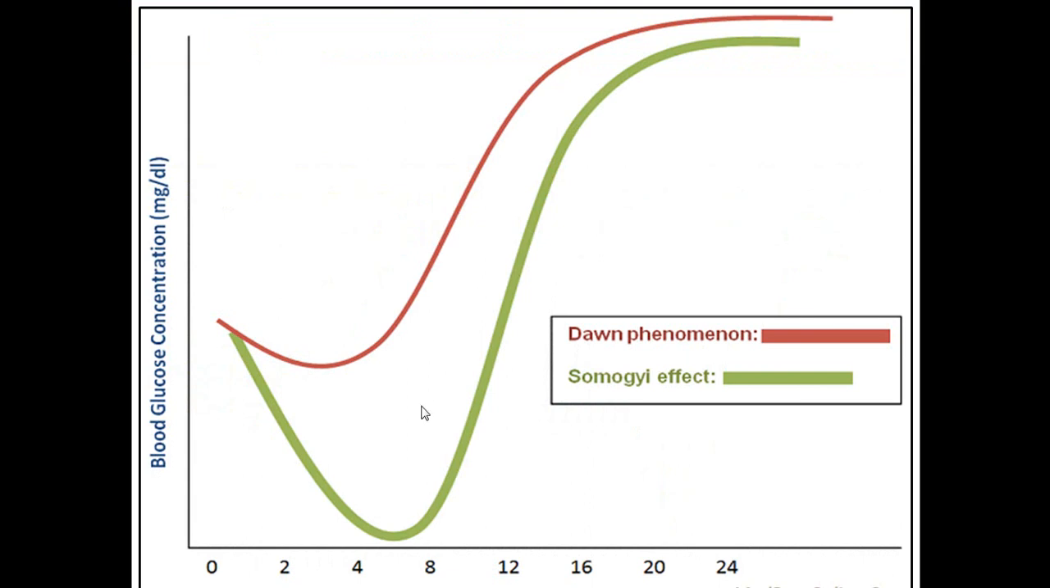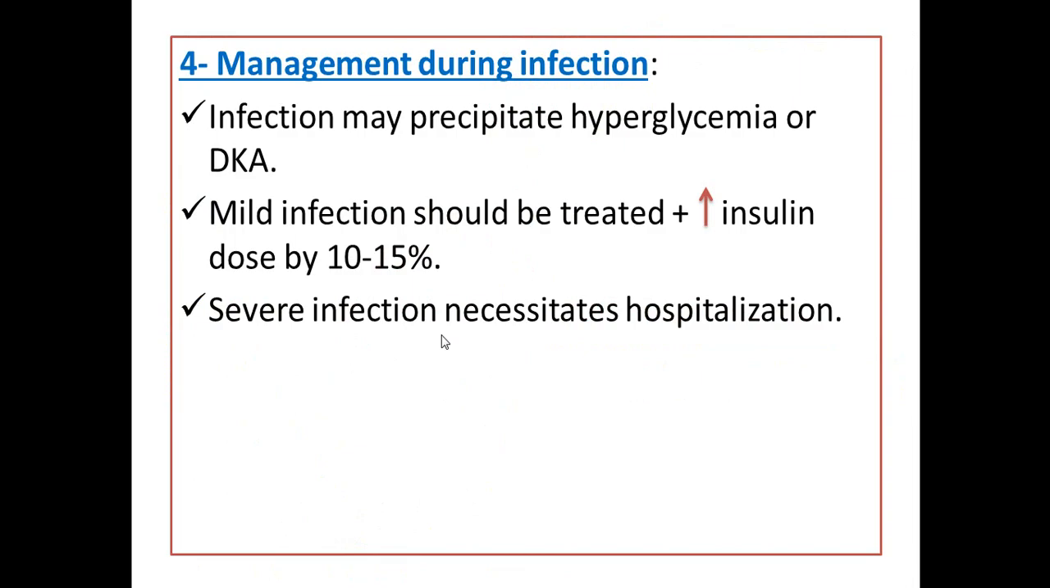And this is another diagram, showing the same problems of dawn phenomenon and Somogyi, and the difference here between the glycemic levels. It was normal in dawn phenomenon at 2 to 3 a.m., while it is very low, there is hypoglycemia, in Somogyi phenomenon. So we have to think about what we are going to do during infection.